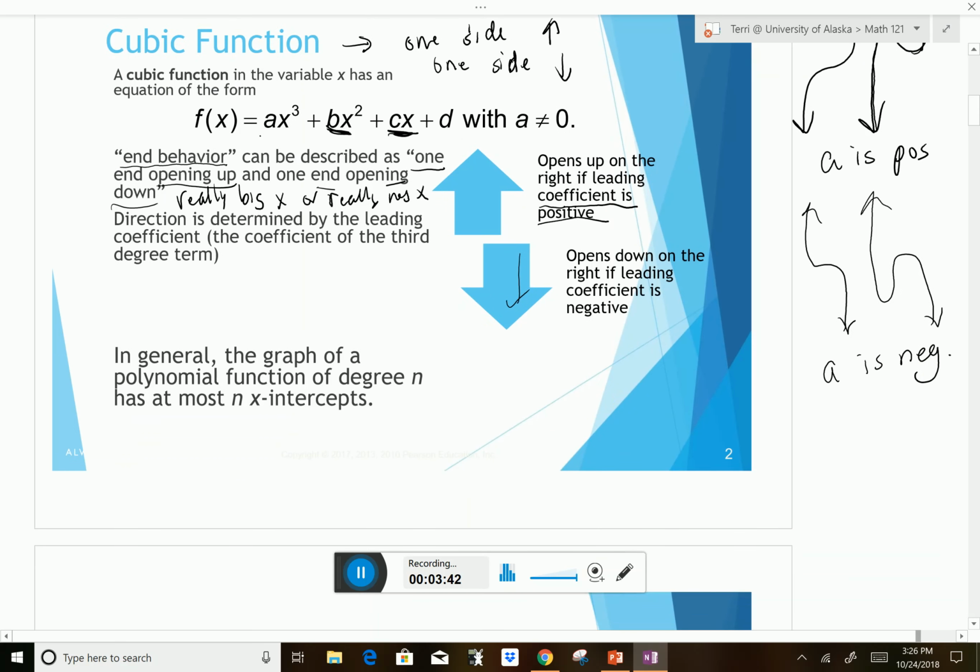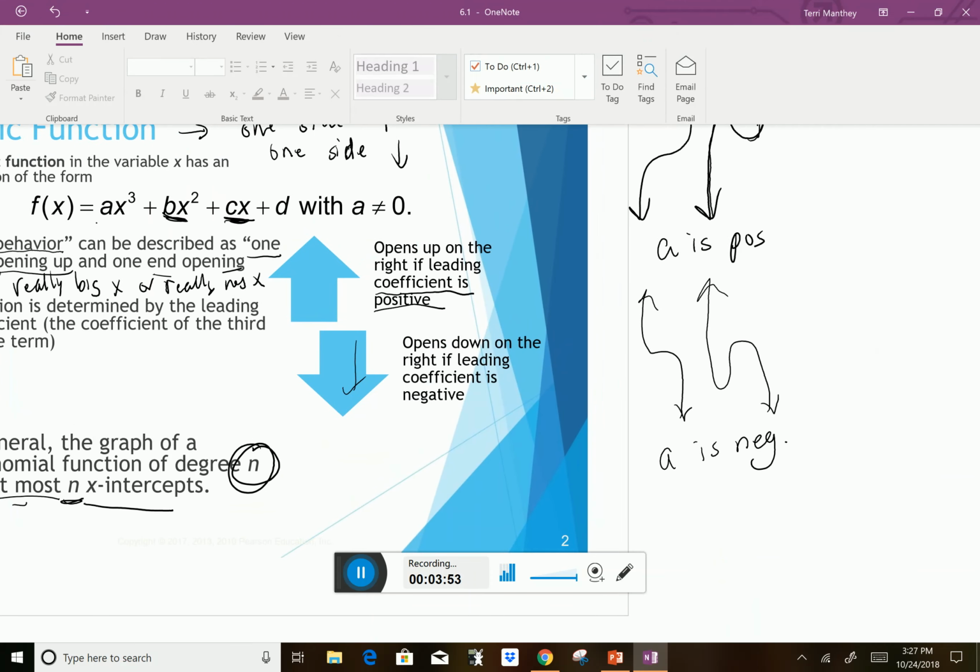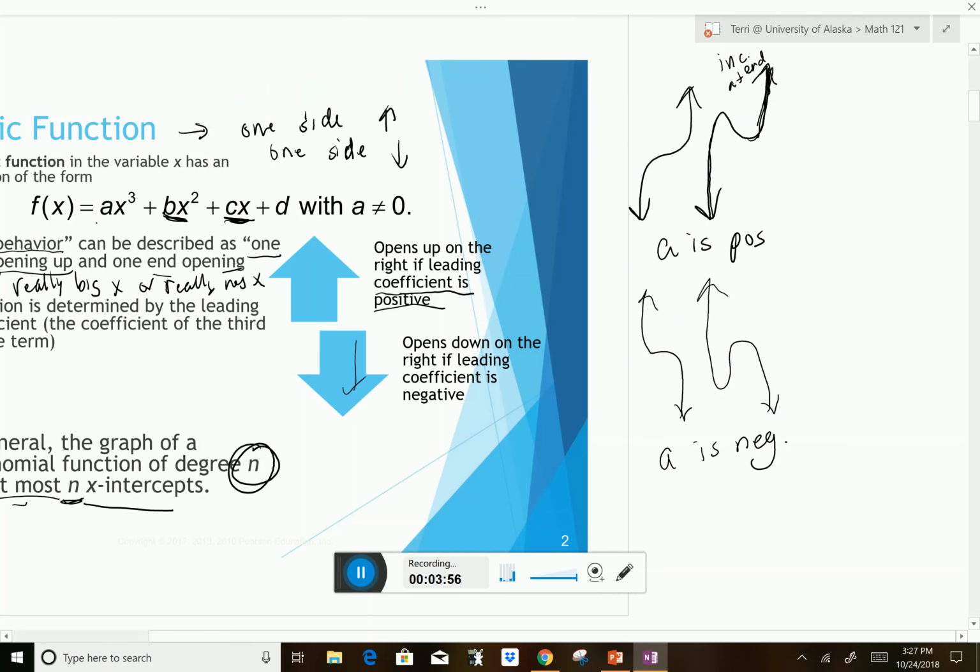In general, the graph of a polynomial function of degree n has at most n x-intercepts. So how many x-intercepts do you suppose this could have? Let's look at this. What if this thing was here? Then this would be one x-intercept. What if it's something like in this location? Then it's 3 x-intercepts, because it crossed.